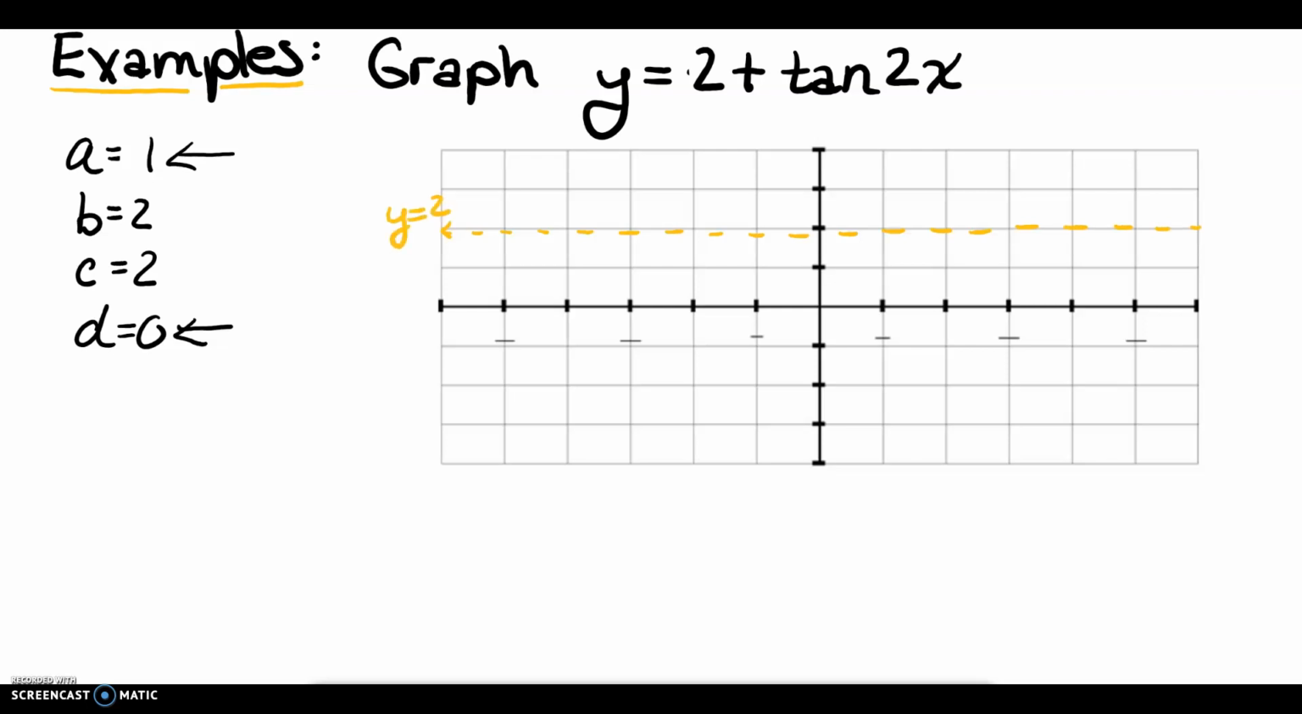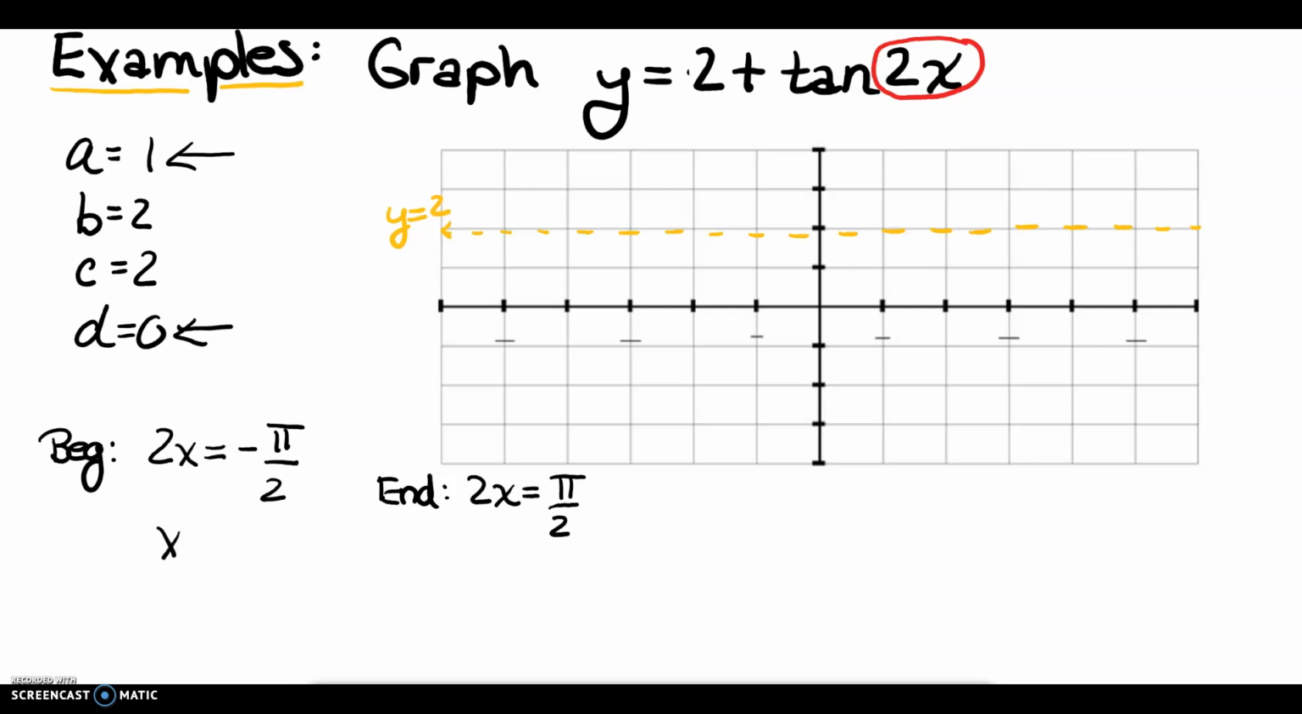And now let's go ahead and find the beginning and the end. Remember, this time we're going to set what's in these parentheses right here in our function equal to negative pi over 2 for the beginning. For my end, we are going to set that equal to pi over 2. So when we solve for x, we're going to divide or multiply by 1/2, so we get a negative pi over 4. We'll divide this and we get a pi over 4.